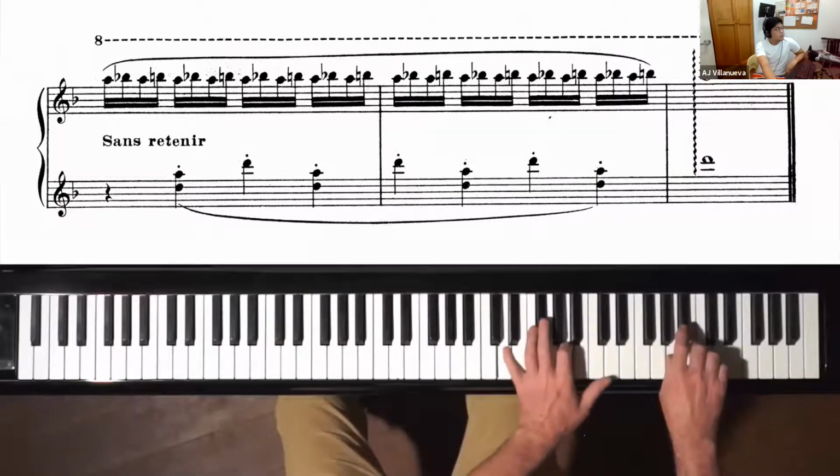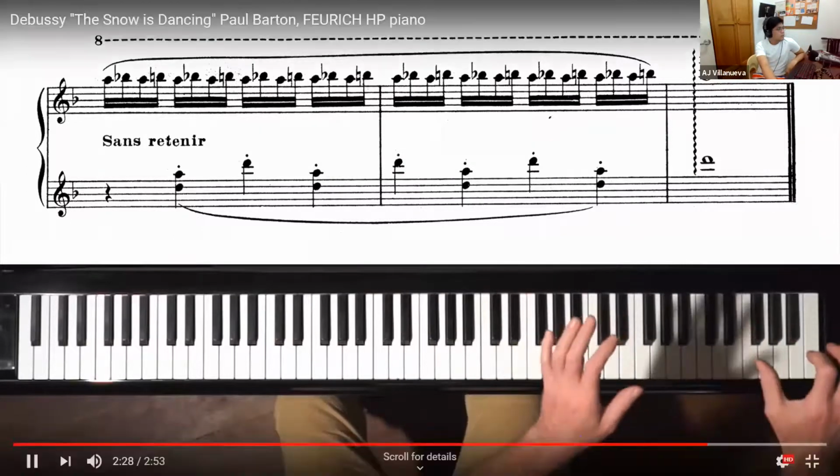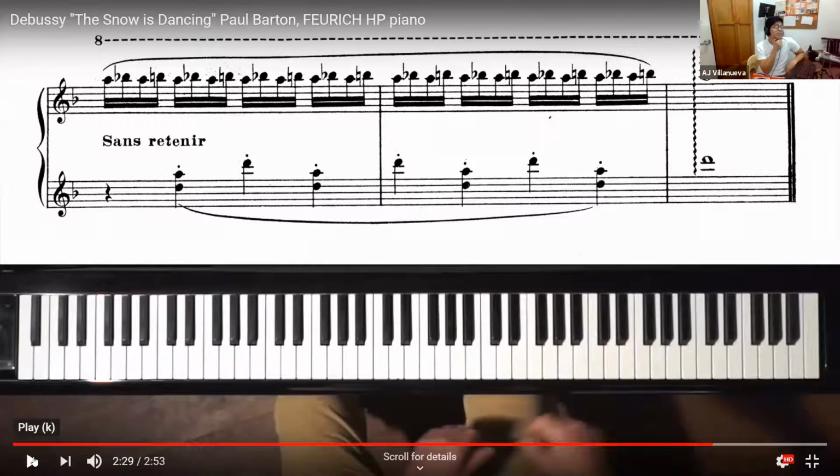Okay, so yung Snow is Dancing, medyo may pagka-straightforward lang siya, no? At paano niya ginawa yun sa piano? Ang ginawa niya sa piano, very effective lang. Nasa high register siya and maraming fast-moving notes sa high register.